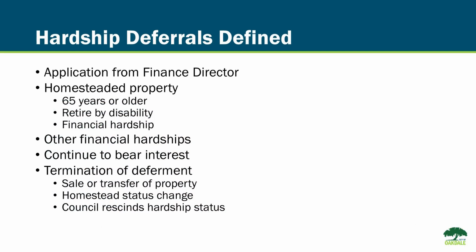As mentioned earlier, if the assessment creates a financial hardship, there is a deferral that can be applied for, and that's an application through the finance director. Generally, the property is required to be homestead status. There are 3 criteria. The property owner can be 65 years or older, or retired by disability, or have some financial hardship. The deferrals do continue to bear interest, and the deferrals are terminated upon the sale of the property, a change in the homestead status, or if the council rescinds the hardship.